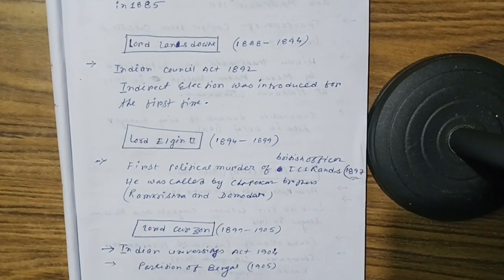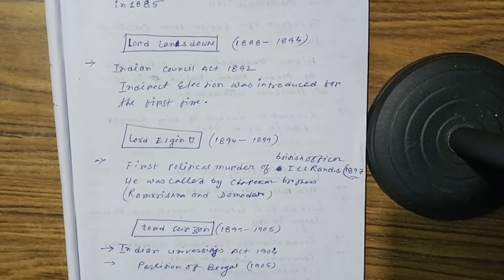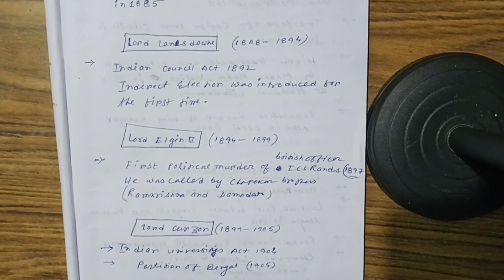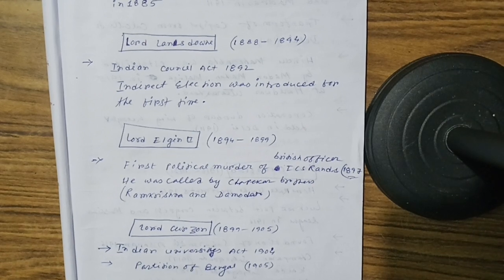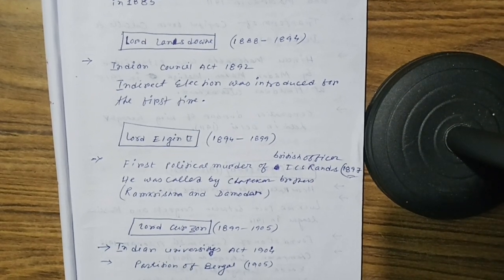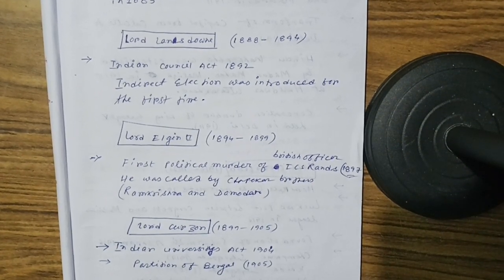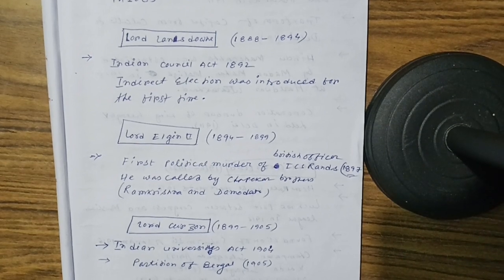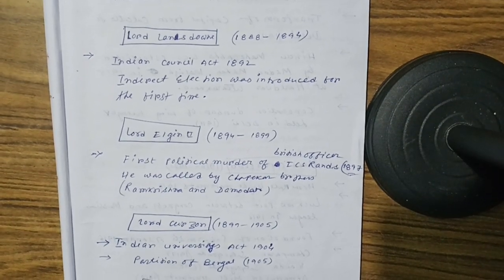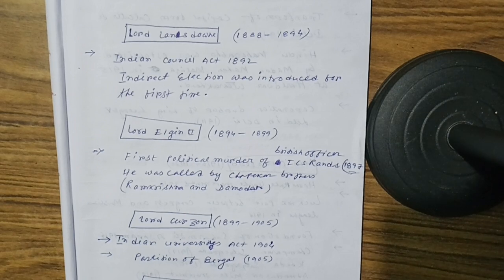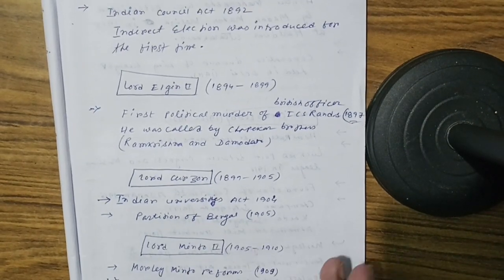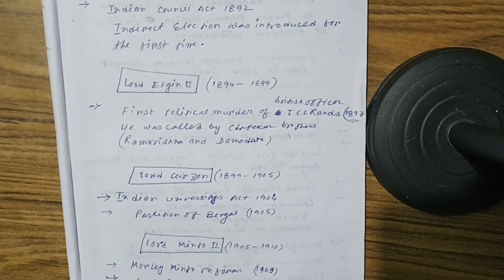Lord Elgin II, 1894 to 1899. First political murder of a British officer, ICS Rand, 1897, took place in his time. The Chapekar brothers assassinated ICS Rand, okay? And who are these Chapekar brothers? They are Ramakrishna and Damodar.